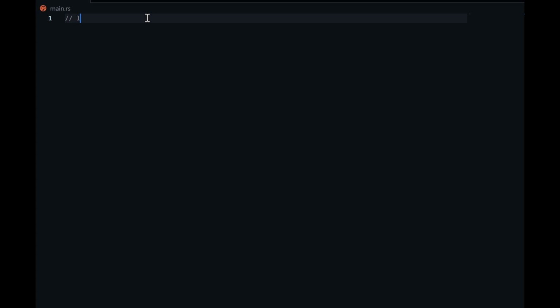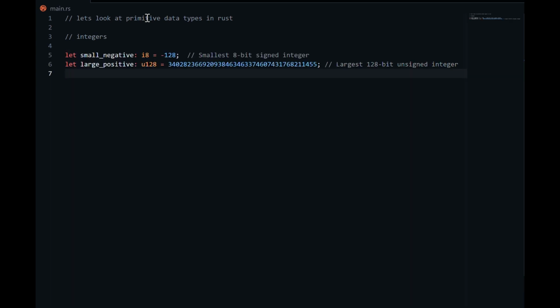Today, we're zooming into Rust's primitive data types. These types are the alphabets of the Rust programming language, and getting familiar with them is key to your Rust journey. In Rust, primitive data types are the basic types built into the language. They include various categories like integers, floating point numbers, booleans, and characters. Let's explore each of them with detailed examples.